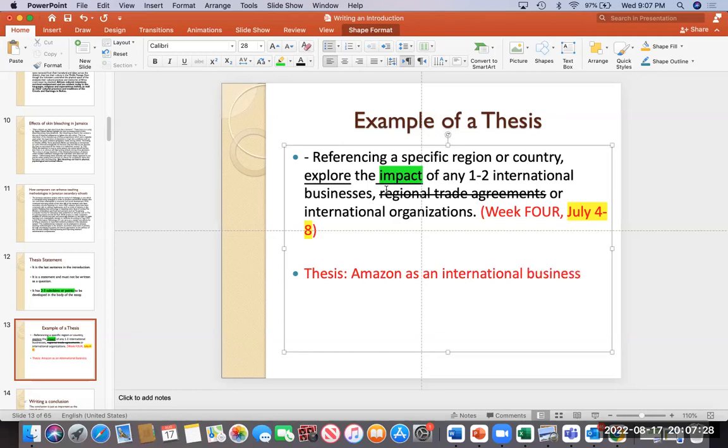All right, so first of all, we need to talk about the impact. So this is where research comes into play now. What are some of the impacts of, let's just say we choose Amazon? What would you say are some of the impacts of Amazon as an international business in, let's just say, the Caribbean?